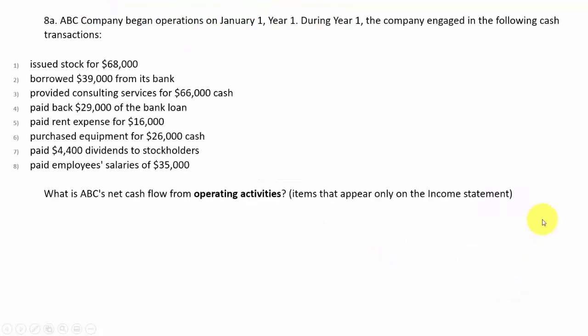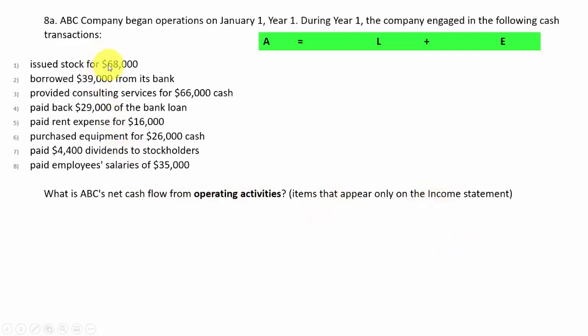Okay, this question wants to know what would be the net cash flow from operating activities. Remember, that's the things that are only going to appear on the income statement, right? Revenues and expenses. So we go through this list here, and we go through the accounting equation, and we'll go through these transactions this time, and then we'll pick out the things that would only appear on an income statement. That would be revenues and expenses.